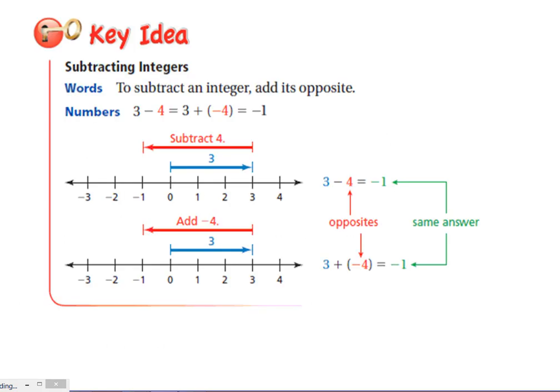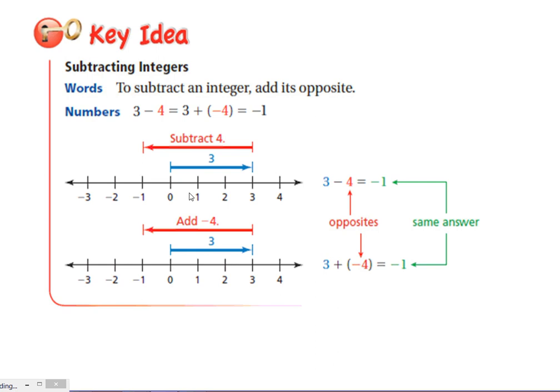Our key idea for this chapter is subtracting integers. To subtract an integer, all you have to do is add its opposite. So if we look at this first example, 3 minus 4, it's the same thing as 3 plus negative 4. They both equal negative 1.